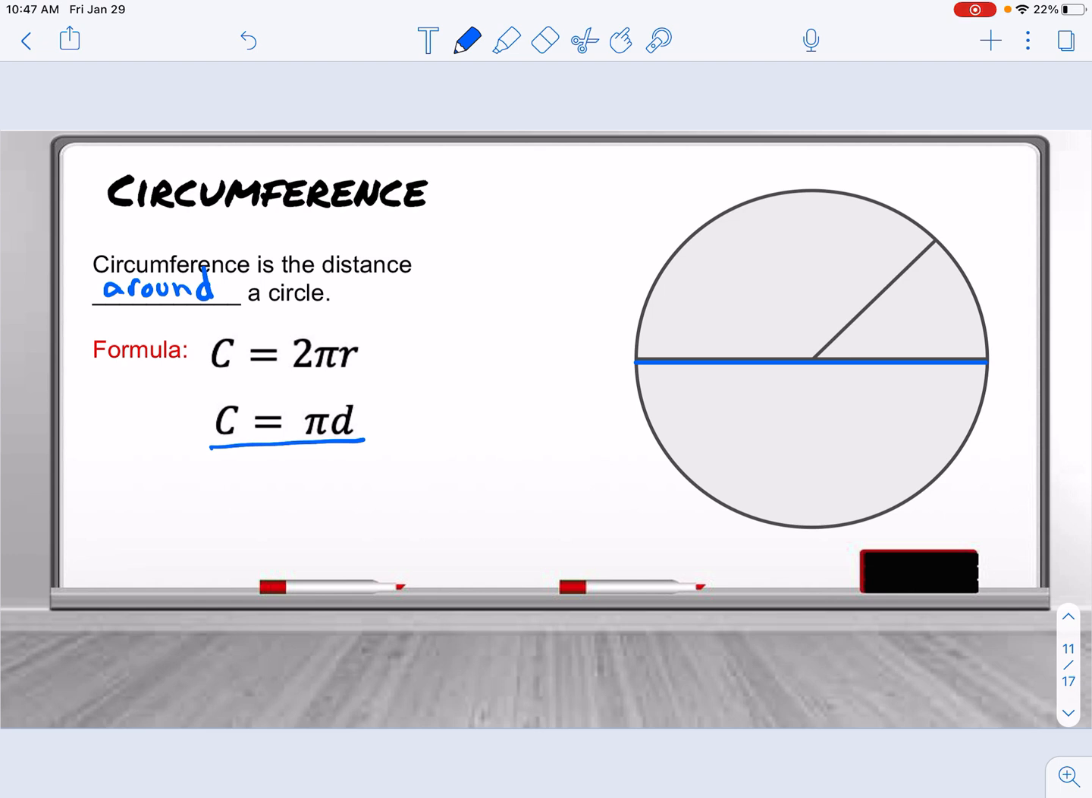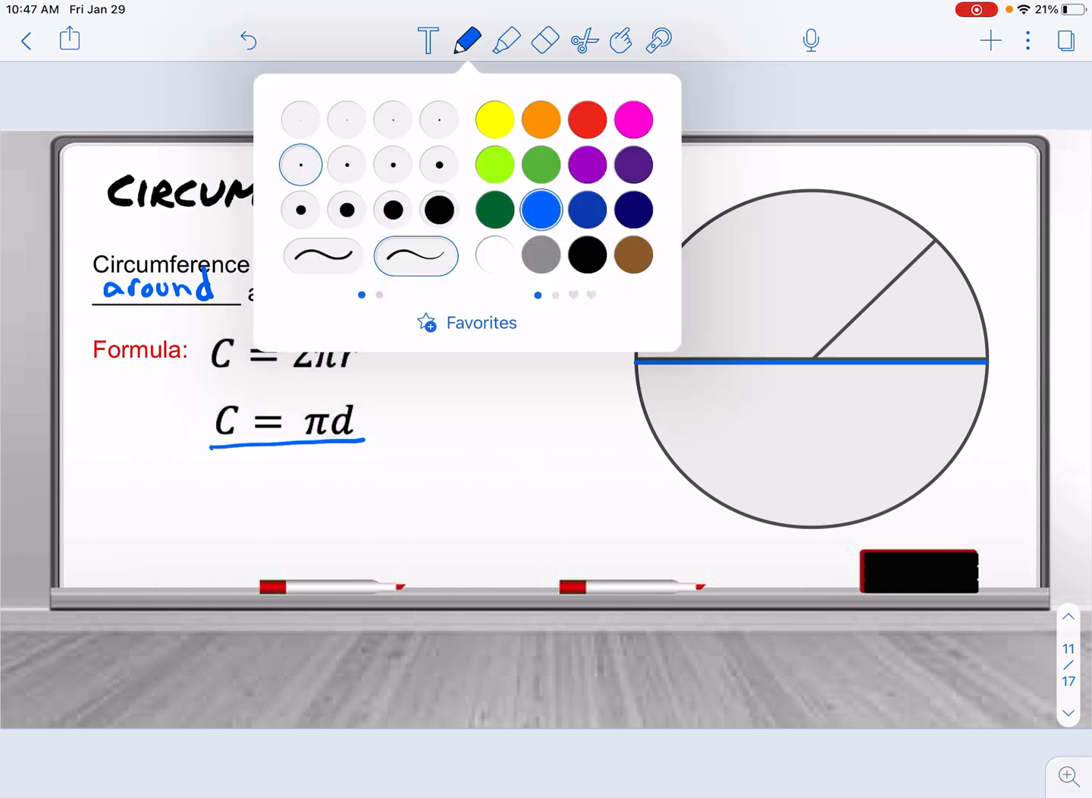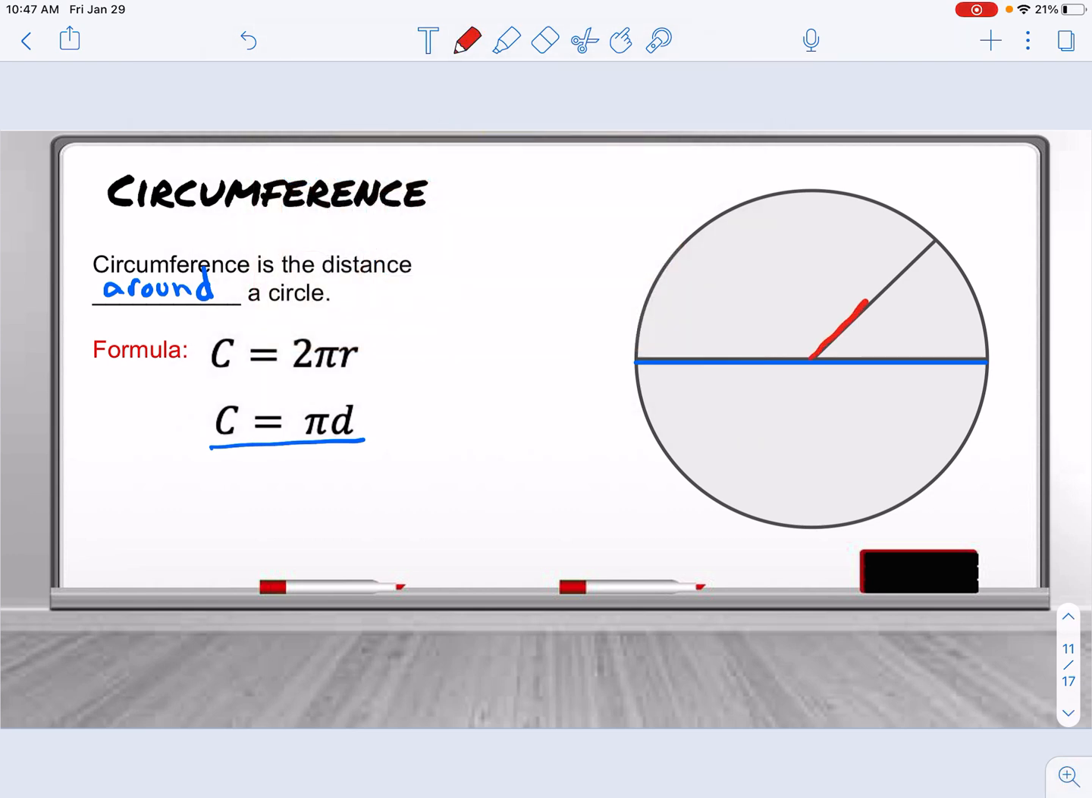But our star chart has two formulas. So we also have a radius. If you're given the radius, if we know half the distance across a circle, we can use our formula, circumference equals 2 times pi times the radius, and that will get us the distance around. Again, remember, the reason we can multiply 2 times the radius is because 2 radii make the diameter, and that's why we can do pi times diameter.